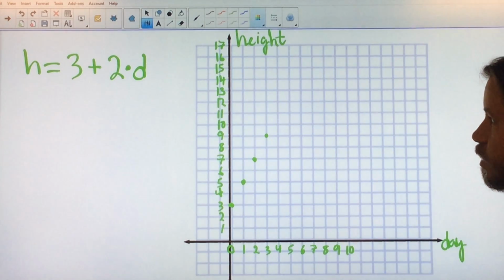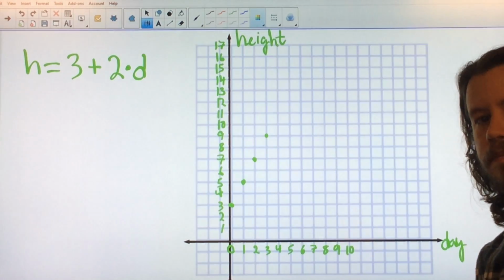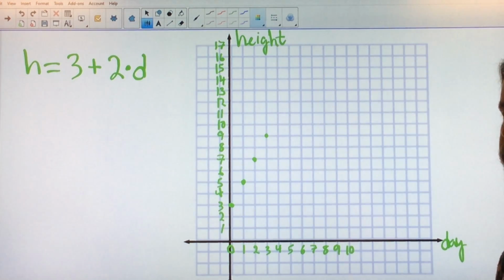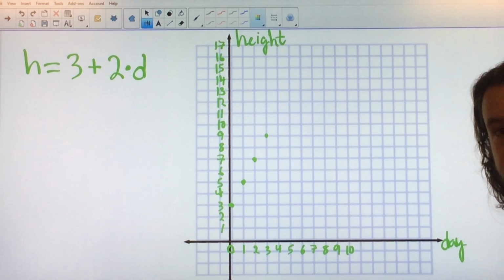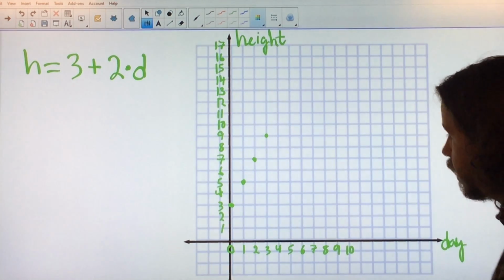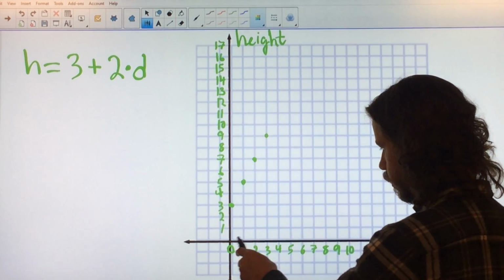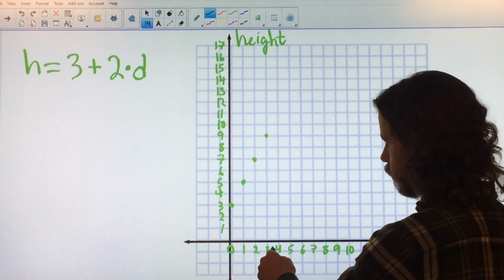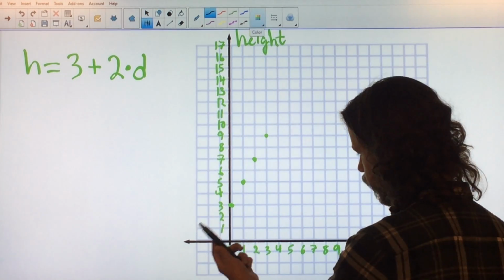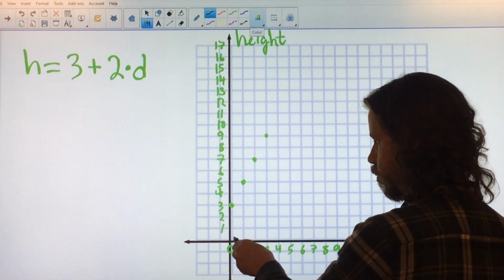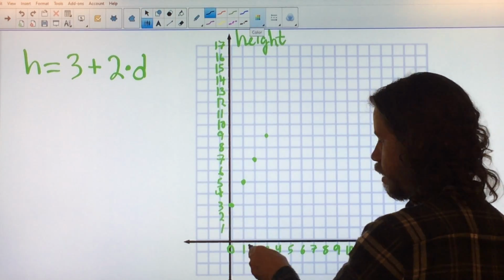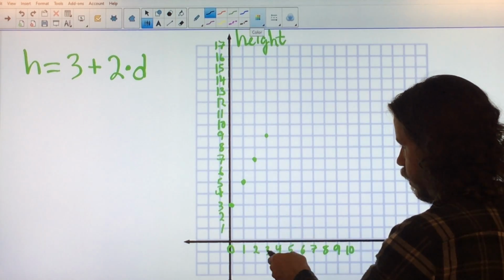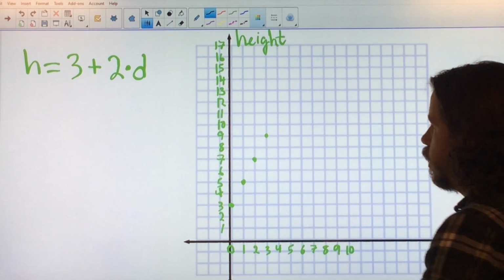The first is called an extrapolation. An extrapolation is when I make a prediction that falls outside the range of my data set. For example, in our data set we had data for the plant growing from 0 to 3 days. On the 0th day, the plant was at a height of 3 centimeters. On the first day, 5. On the second, 7. On the third, 9.